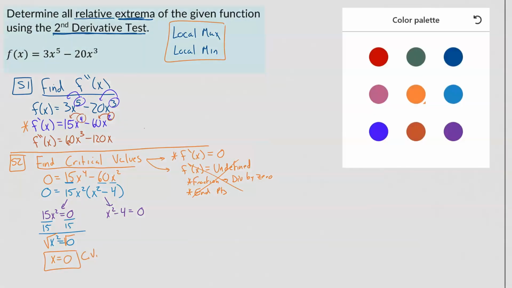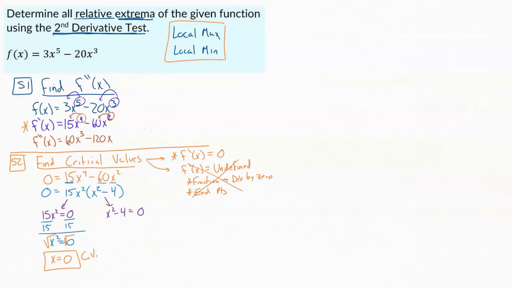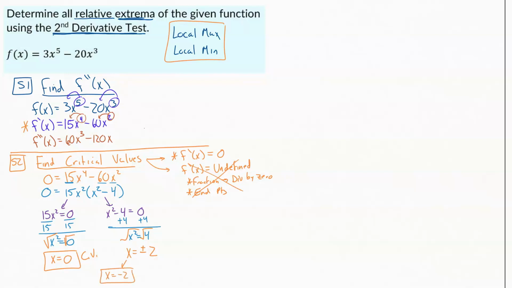And now you're just going to play the exact same game with x squared minus 4. So this time we'll add the 4 over to the other side. We get x squared equals 4. And then we're going to square root both sides of this. Because we applied the square root, we get x equals plus or minus the square root of 4, which is 2. So really out of here we get 2 critical values. We get one at x equals negative 2, and we get another one at x equals positive 2. So both of those are critical values.